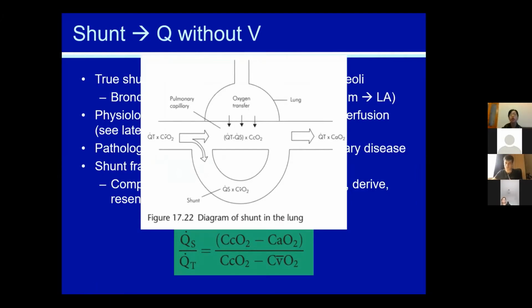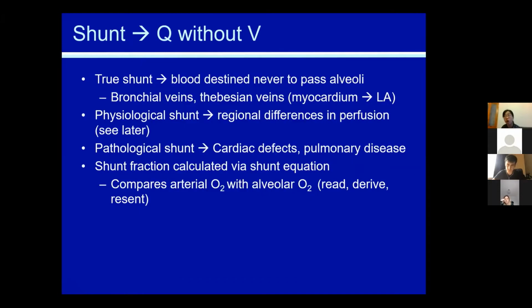Again, they would never ask you to actually derive it in the Viva because of time. But you need to be able to draw the diagram. By the time you've drawn the diagram, they'll be like, okay. But yes, if nothing else, remember that the shunt equation allows you to estimate shunt, and it compares alveolar with arterial oxygen.